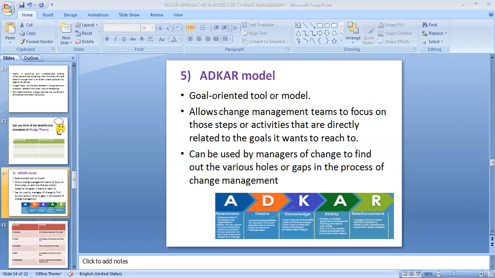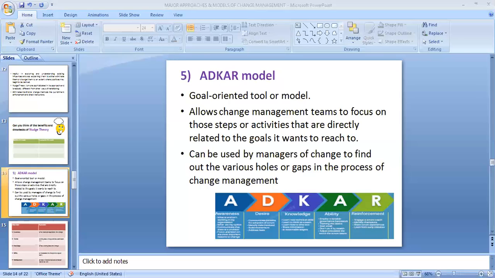And the model can be used by managers of change to find out the various holes and gaps in the process of change management so that effective training can be offered to employees. If you have spotted a particular loophole or gap, you can make use of effective training, offered to the employees, in order to successfully implement the change.